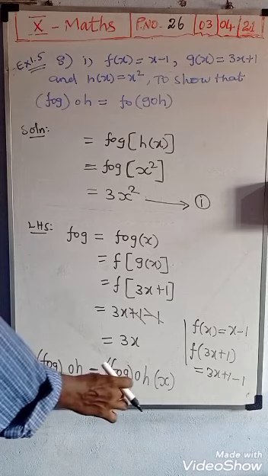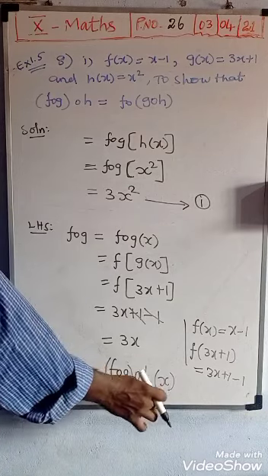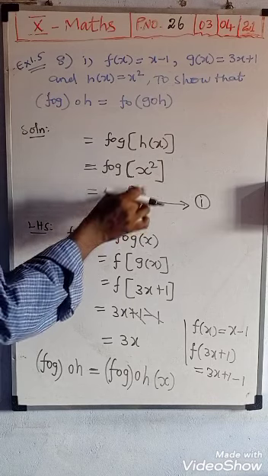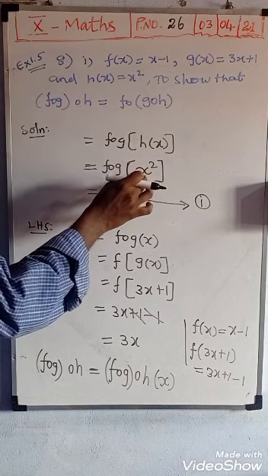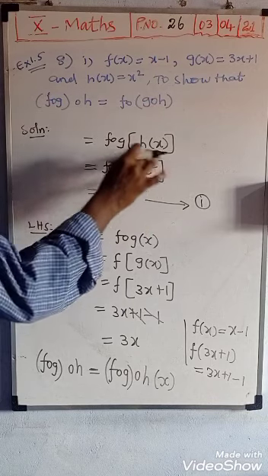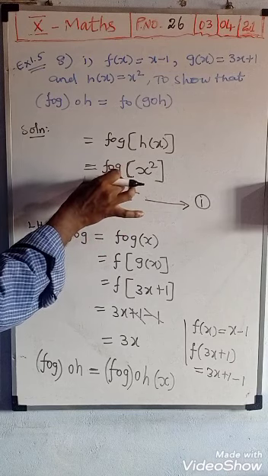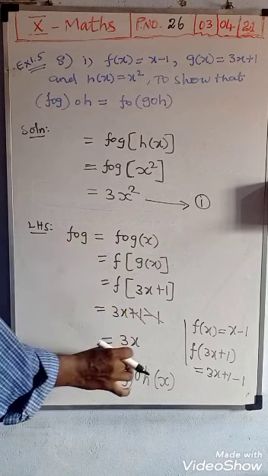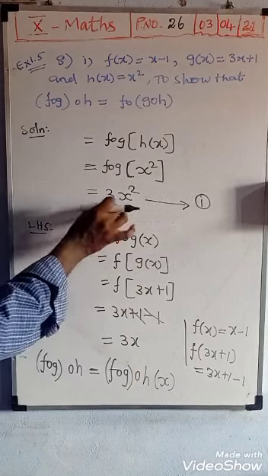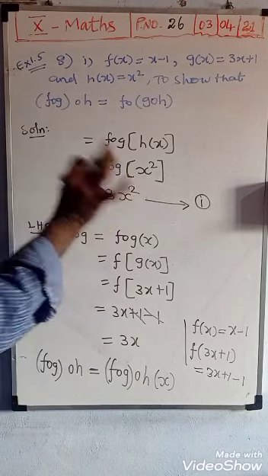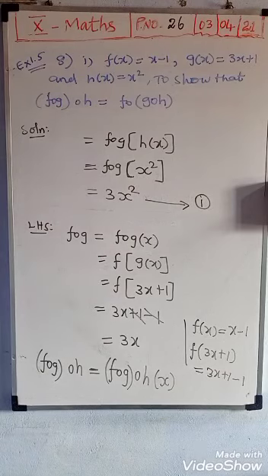As usual, first you write h of x; instead of h of x, you write x squared. This x squared we substitute into f composition g. Already we have received this answer: f composition g is 3x. So instead of x, you should write x squared. So this is equation 1.